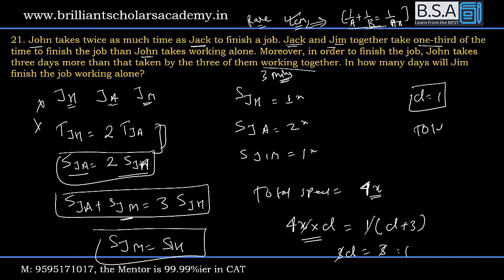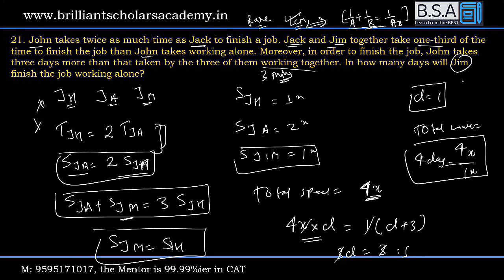So total work becomes 4. Speed into time. Total work becomes 4x. I want Jim to complete. So Jim has the same speed as John. So work upon speed, it will take 4 days. It will take Jim 4 days to complete the work. You are solving a replica of CAT and you can see how many twists and turns there are in a single question. Take your time, copy this down.